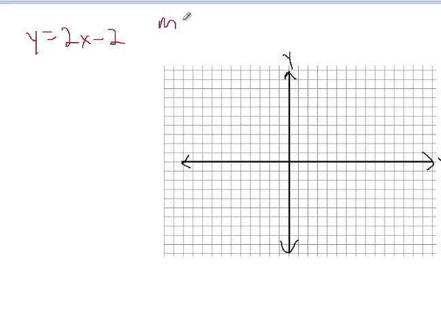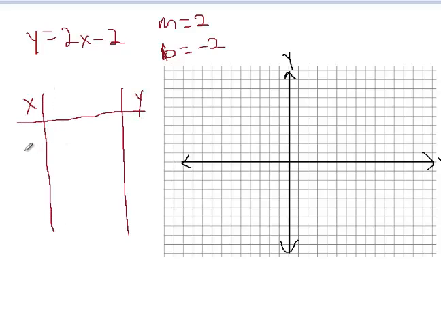So we know right away that the slope of this line is going to be 2, and the y-intercept is going to be negative 2. How would we figure out where to put the points? Well, the simplest way, I think, is to create a little chart. Put an x on one side, the y on the other side. In the middle, put what y is equal to. In this case, y is equal to 2x minus 2.